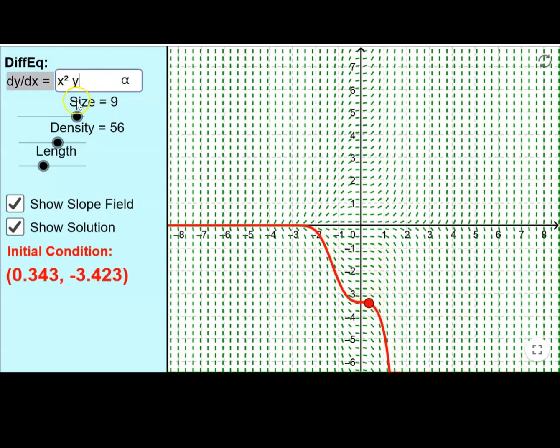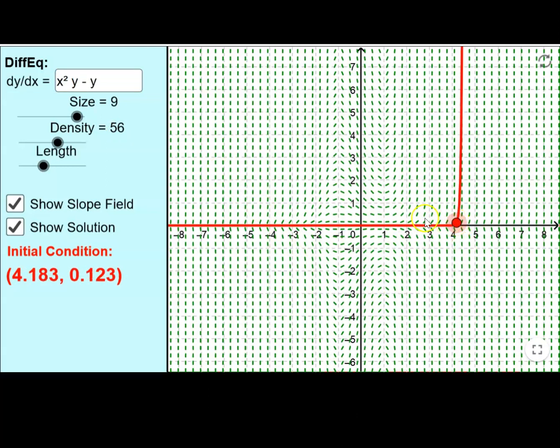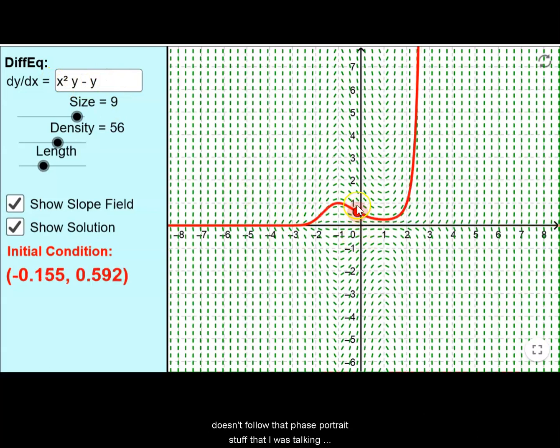Okay, so again, notice that here it is always increasing and always decreasing, but that just happens to be the case here, because if I were to say minus y, for instance, now it's not autonomous. Notice there are no equilibrium point solutions. That's one equilibrium point, but it's not always increasing here. You see there are some decreasing portions. This is not an autonomous equation. It doesn't follow that phase portrait stuff that I was talking about.